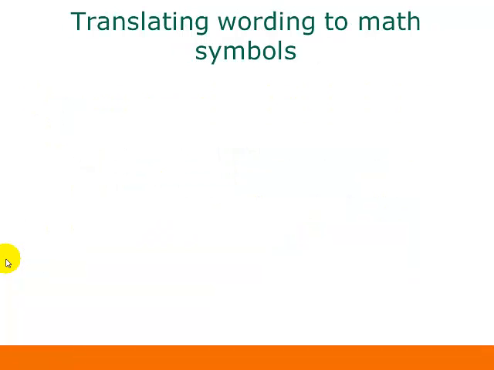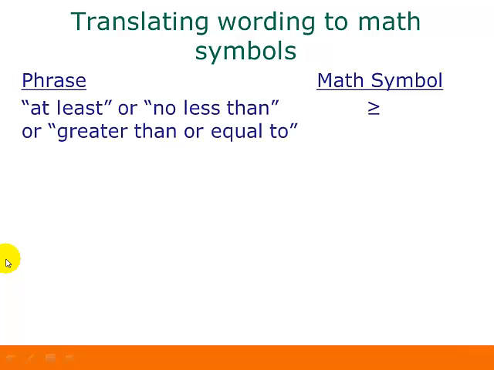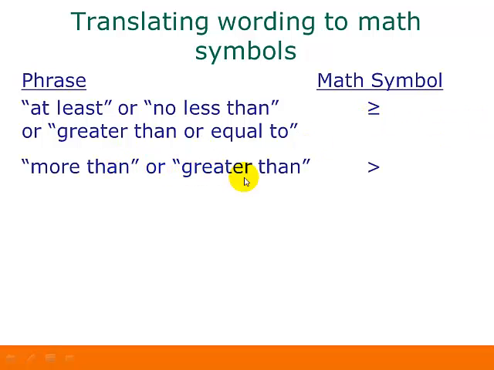Now, the other thing we have to talk about with binomial probabilities is how to translate the wording to math symbols. So let's look at some different phrases and the math symbols that they translate to. The phrases at least, no less than, or greater than or equal to all translate to the greater than or equal to symbol. The important thing to notice here is that there's an equals with this. So whatever the number is here, it would be included in the possible outcomes. The phrases more than or greater than both translate to a strictly greater than, which means that the actual number is not included.